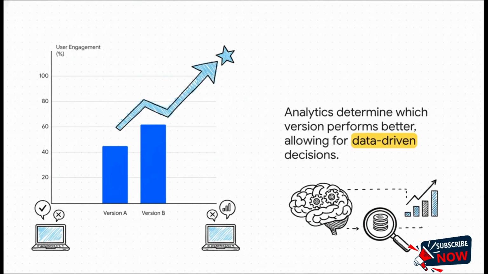A chart like this is the payoff. You run the experiment, and the data gives you a clear winner. No guesswork, no arguments. In this case, version B is way more engaging. This allows teams to make choices based on hard evidence, not just what they think is best.